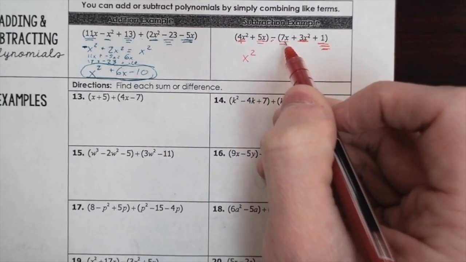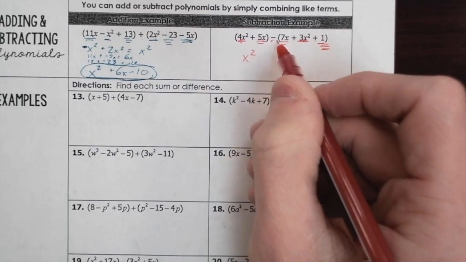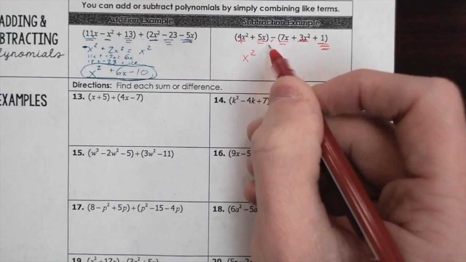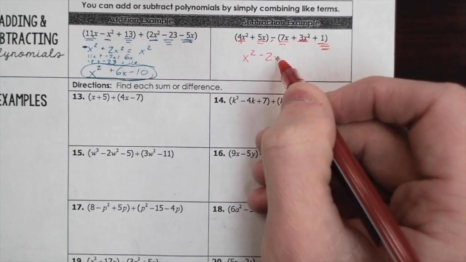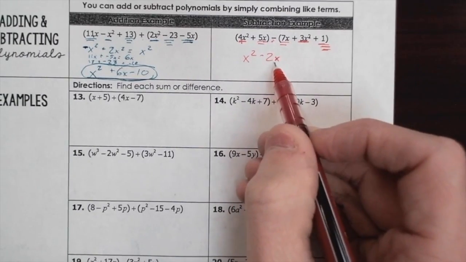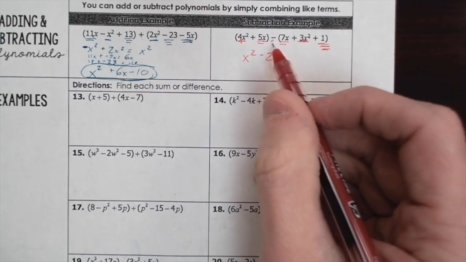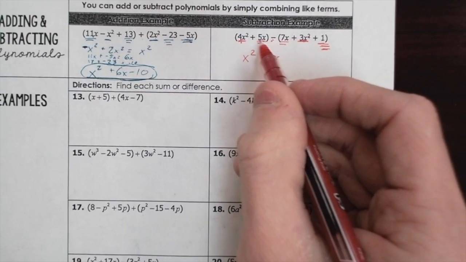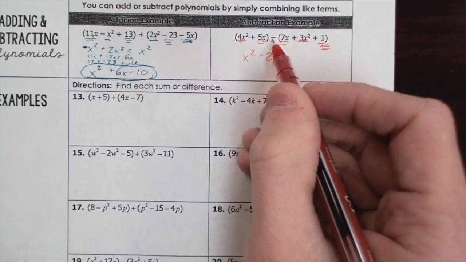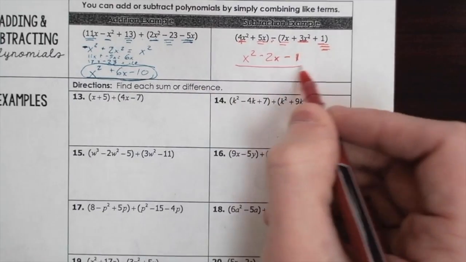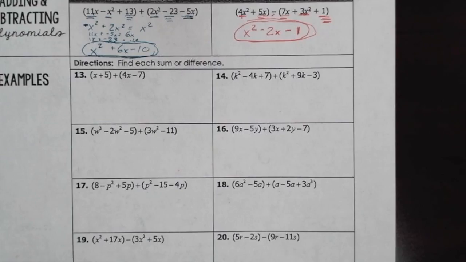5x minus 7x. So you could do that in your calculator, 5 minus 7, and we're going to keep the x. So that's going to be negative 2x. We don't write minus 2. You have to write that x, okay? The x doesn't go away there. And then we have no constant over here, so we have minus 1. So that's why we write negative 1 right there.